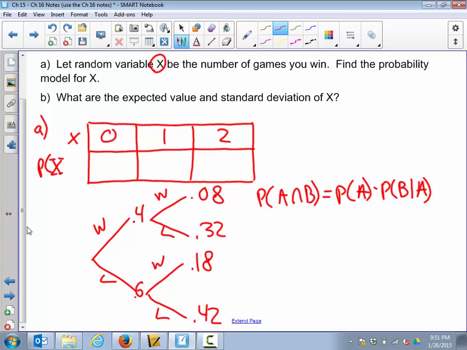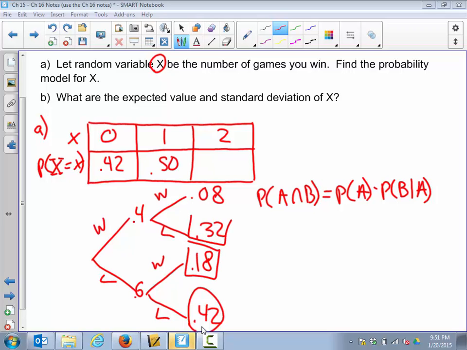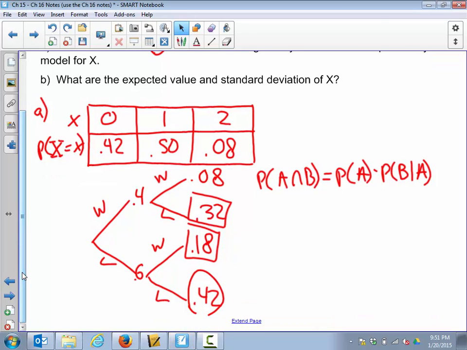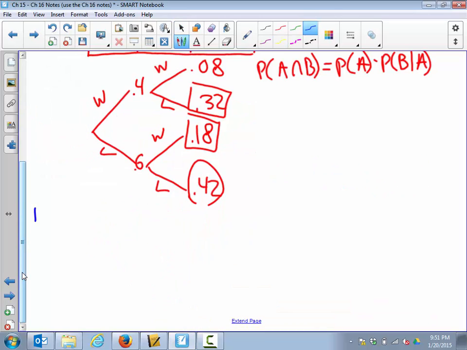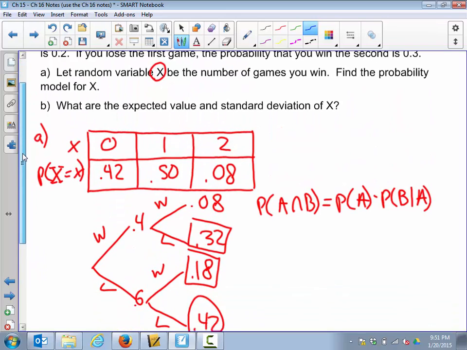Now let's see if we can fill in the probability model. So the probability that our random variable X, just making clear that it is capital here, equals lowercase x. Well, 0 wins is 0.42 from this one. 1 win is 0.18 plus 0.32, which is 0.50. This and this. And then the probability that we win twice is the remaining 0.08. So we have the probability model.